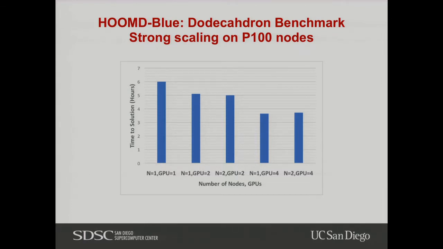Similar thing with the P100 nodes. Again, when you look at the 2 GPU case, I didn't mention that the y-axis is the time to solution in hours, and that's what's measured in the benchmark. I think it's for 1 million steps, if I'm not mistaken. So the number of nodes, GPUs is on the x-axis. Again, it's scaling okay in terms of the GPU count, and you can see, very similar to the K80s, it didn't really affect us whether the GPUs were on the same node or across nodes.